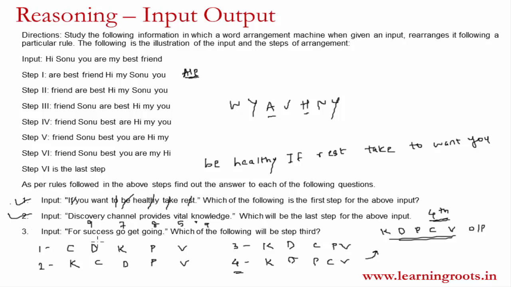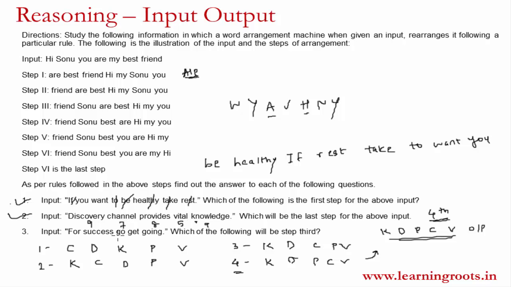You can look at the third question, solve it for yourself. For success to get going, for success go get going, which of the following will be the step third. So you have to figure out what the step third will look like, and then you can look at the options and figure out if it matches with whatever you have got. So the questions are pretty straightforward.